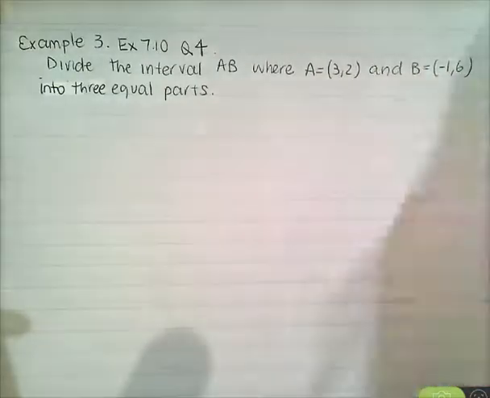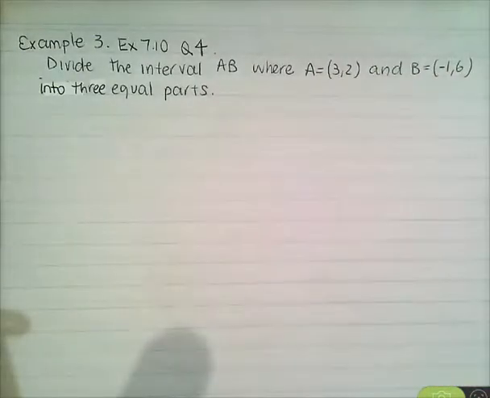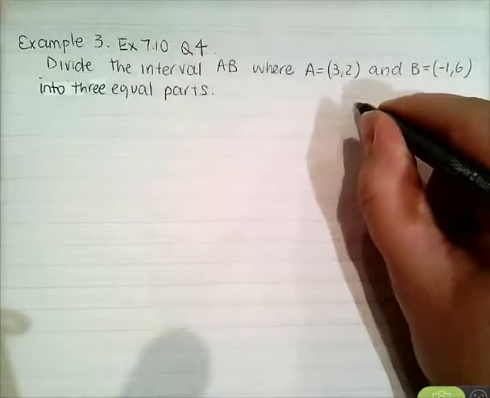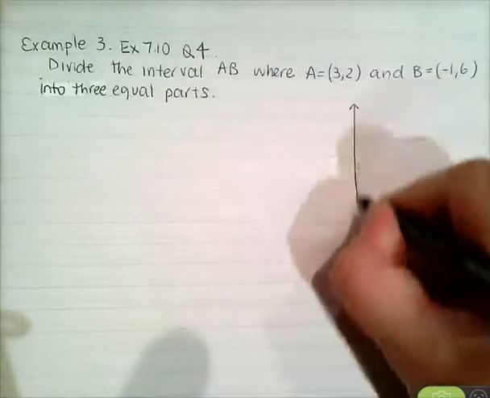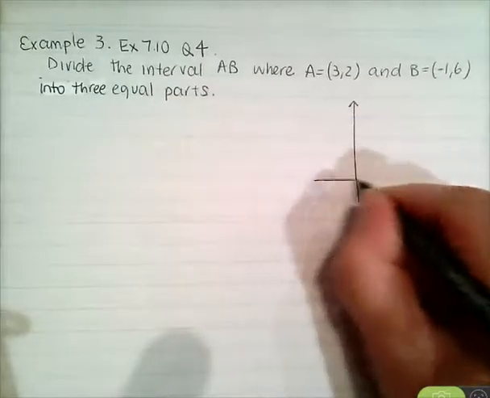Now the question is from exercise 7.10, question 4, and it says divide the interval AB where A equals (3, 2) and B is (-1, 6), and you have to divide it into 3 equal parts. Now I'm going to do a quick sketch of this question.